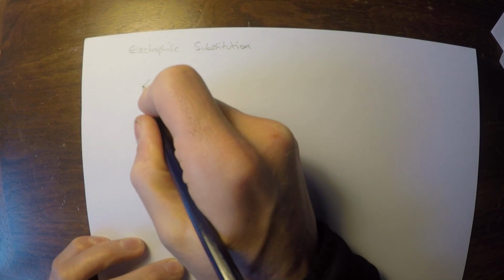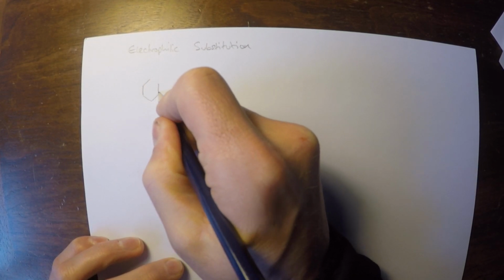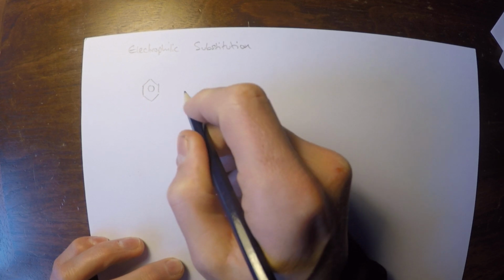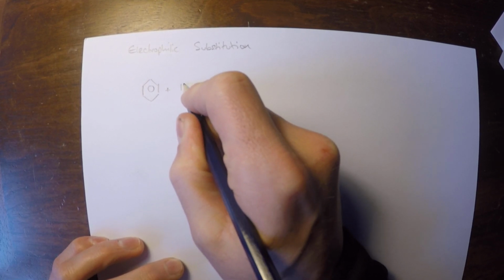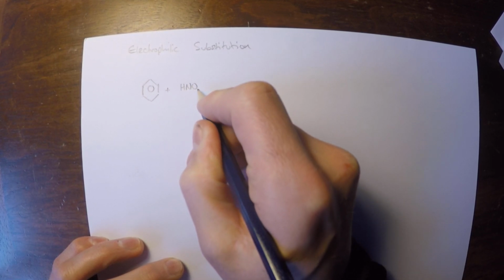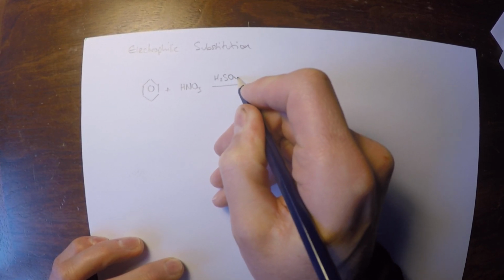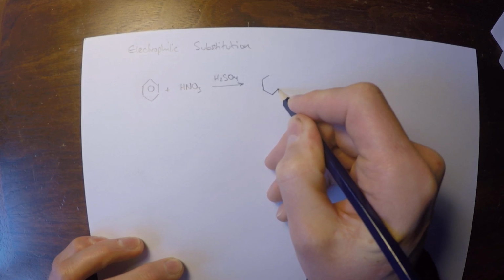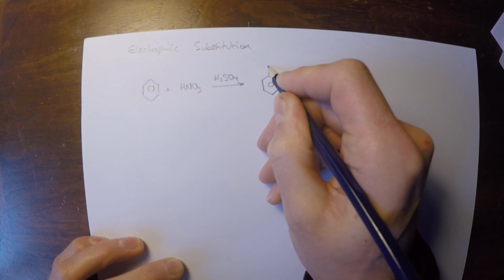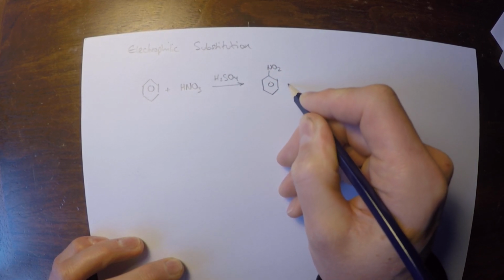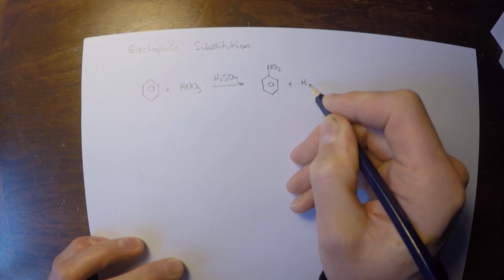Okay, in this video I'm going to be looking at the electrophilic substitution of benzene. For standard level, all you need to know is the reaction equation. So benzene reacts with nitric acid in the presence of a sulfuric acid catalyst to form nitrobenzene and water.